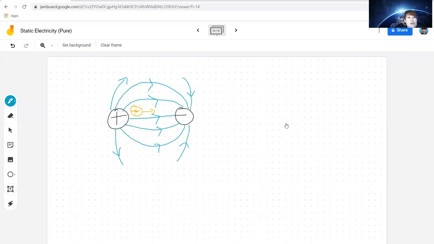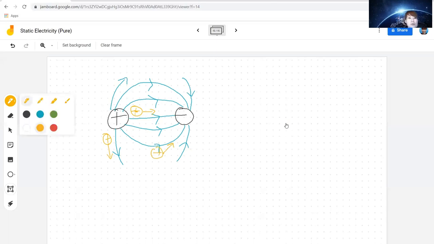So if you were to take a positive test charge and place it here, it will move away in the same direction as the field lines. If you put a positive test charge here, you realize that it will move in the same direction as the electric field lines. So your electric field lines tell you exactly how the positive test charge would move.